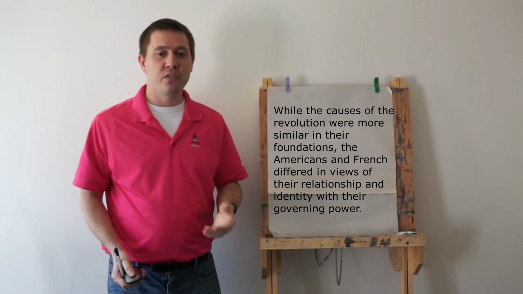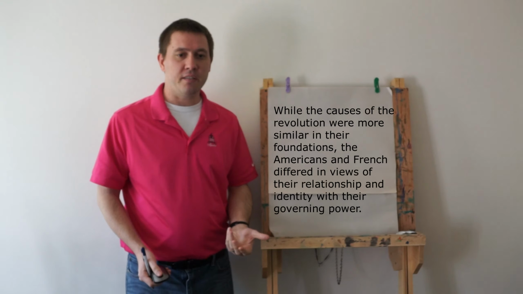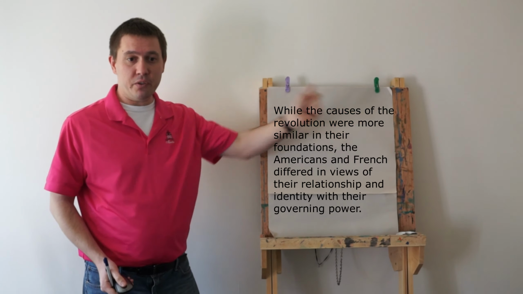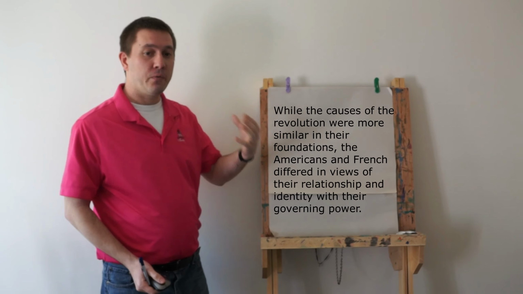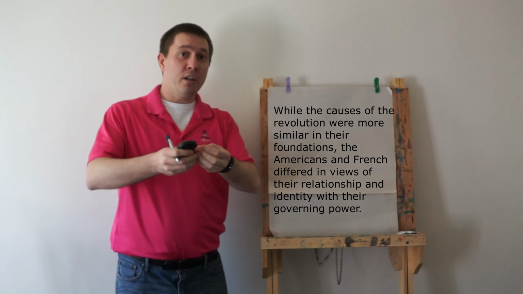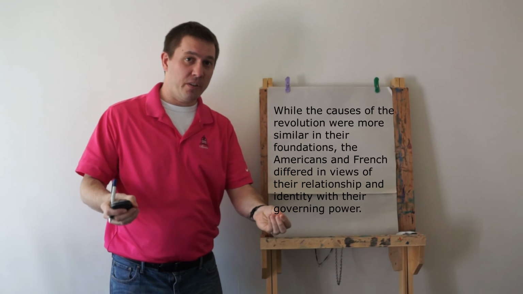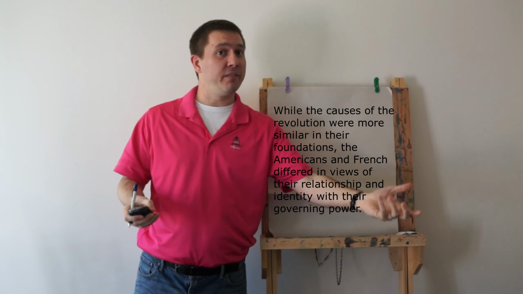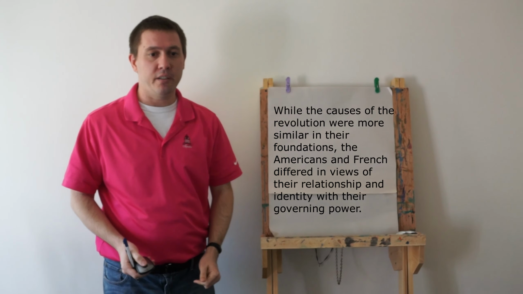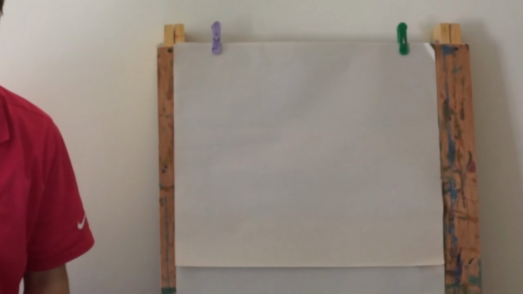All right? So, once again, to go over these things, by showing we're talking still about the causes of the American Revolution, and that the French differed in their views of the relationship and identity with their governing power. We are explaining that they are different, but we're still talking about how that influences the causes of their revolution. Right, good, okay. So let me write a little bit more.